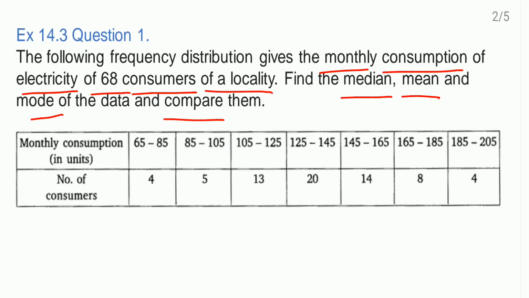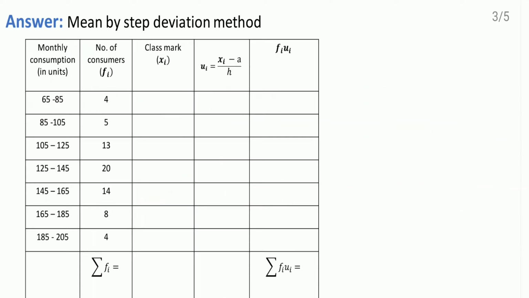Now look at the table here. In the first row they said monthly consumption in units, and in the second row number of consumers. Meaning, there are 4 consumers who use 65 to 85 units of electricity, right? There are 5 consumers who use 85 to 105 units of electricity, and so on. As they asked us to find the mean, median and mode, first we will do the mean.